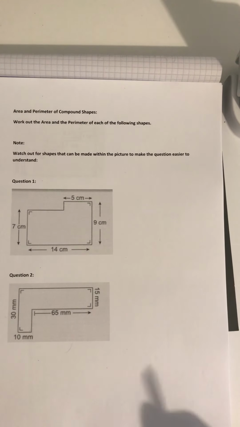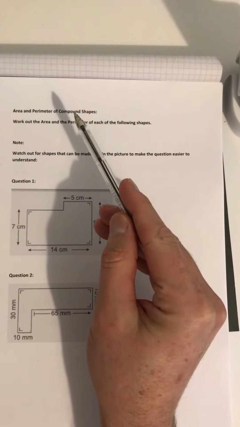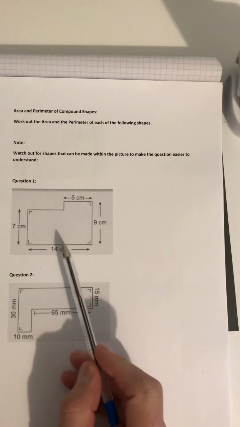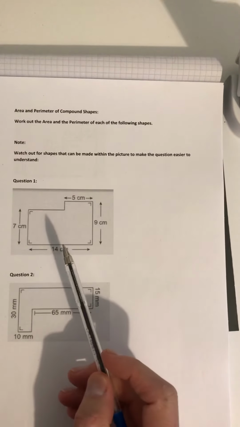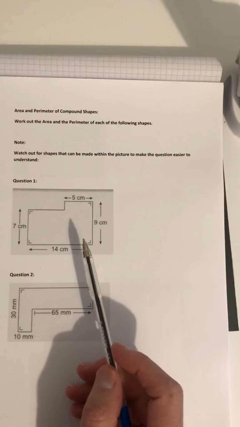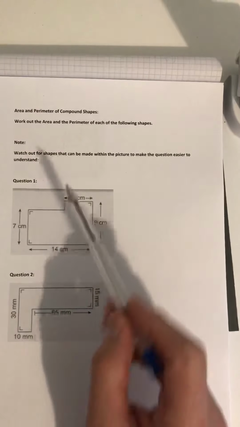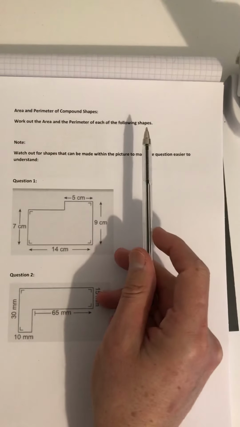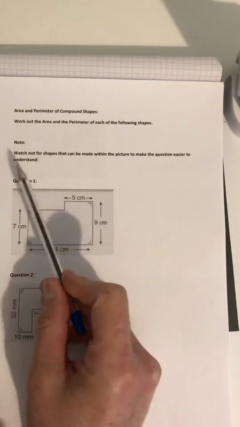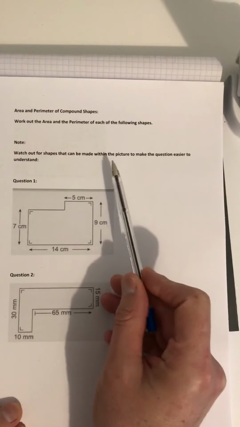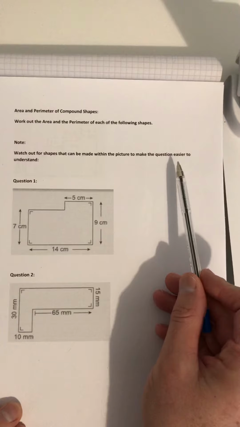Okay, so here you have some area and perimeter of compound shapes. Compound shapes are made up of one or more rectangles or squares, or maybe even a triangle at times. We want to work out the area and perimeter of each of the following shapes. Watch out for shapes that can be made within the picture to make the question easier to understand.